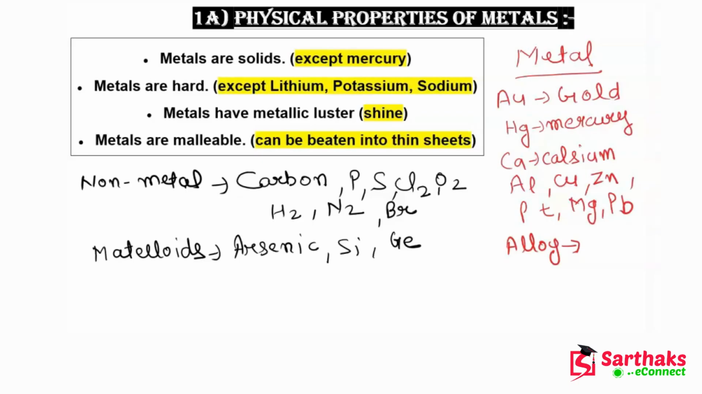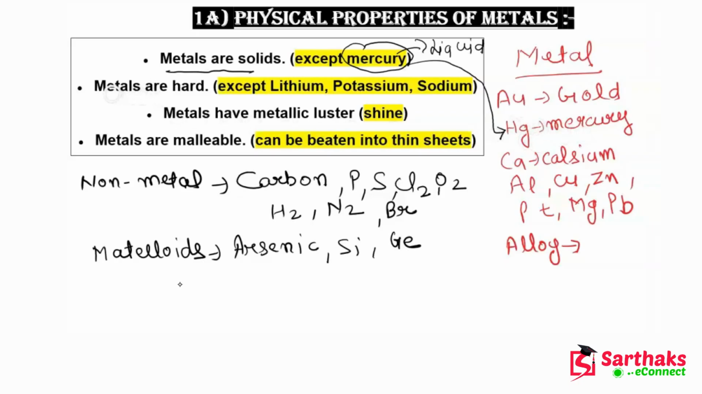Now after understanding this, let's talk about the physical properties of metals. So the first physical property of metal is that metals are solids. Metals are what? These are solids. But there is an exception to this, and that is mercury. So mercury is not solid, it is found in liquid state. And what is the symbol of mercury? So this Hg is the symbol of mercury.